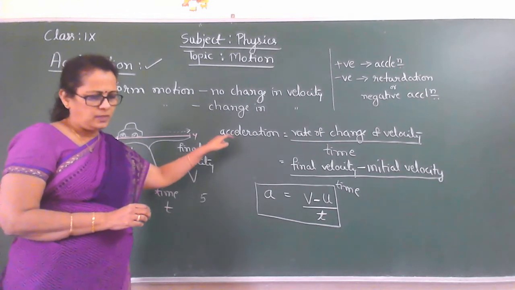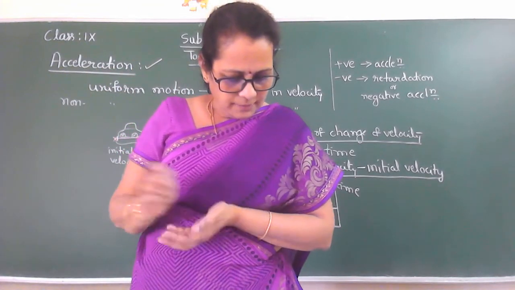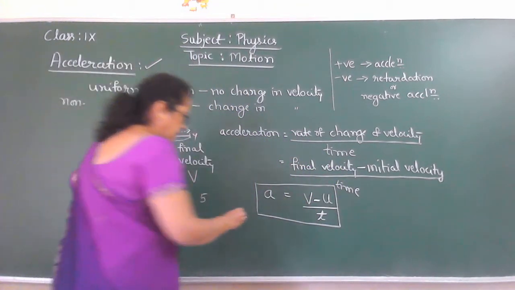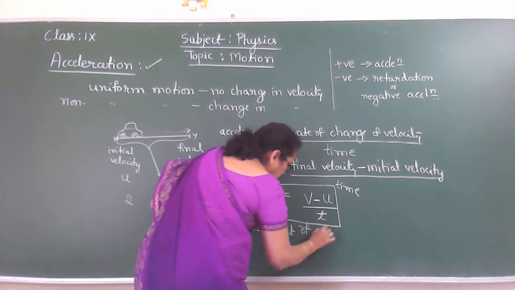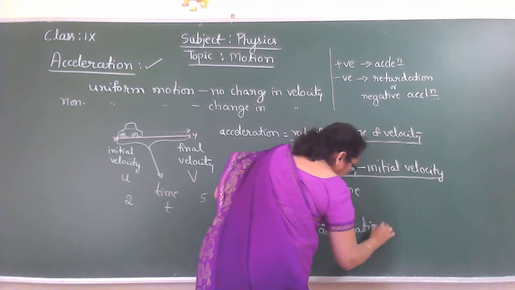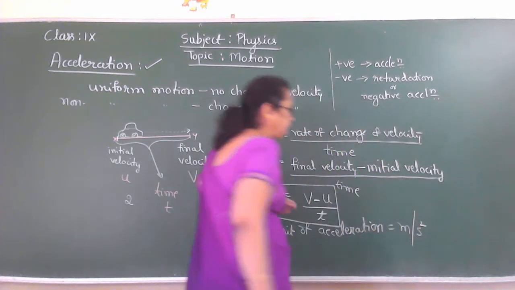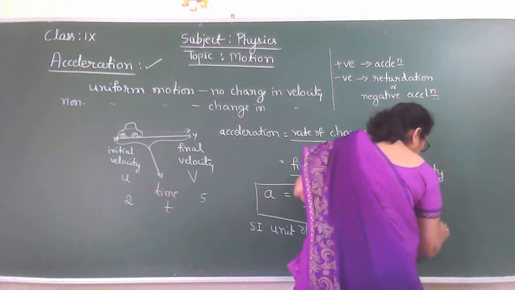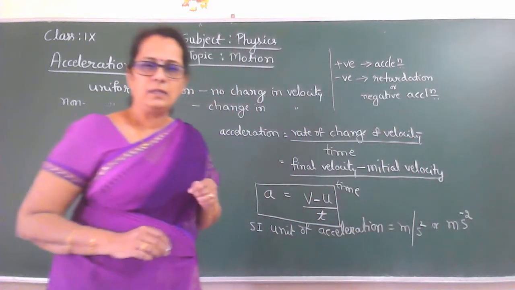Okay. So regarding this, we will do some examples. Before that, let us know what is the unit of acceleration. SI unit of acceleration equals meter per second square.